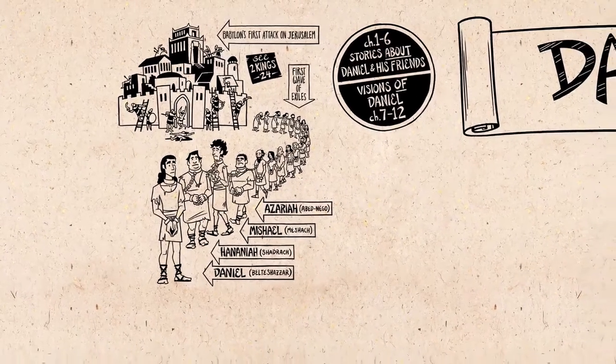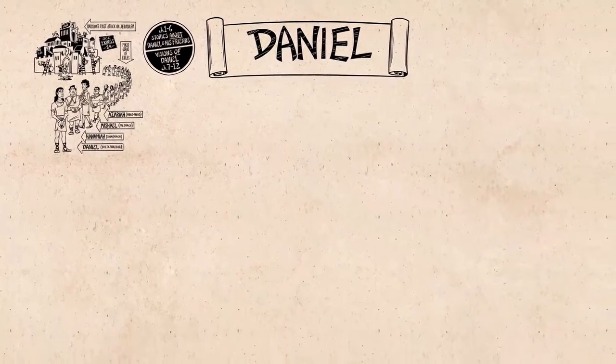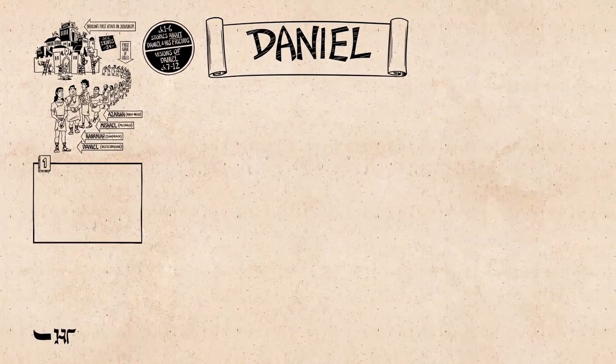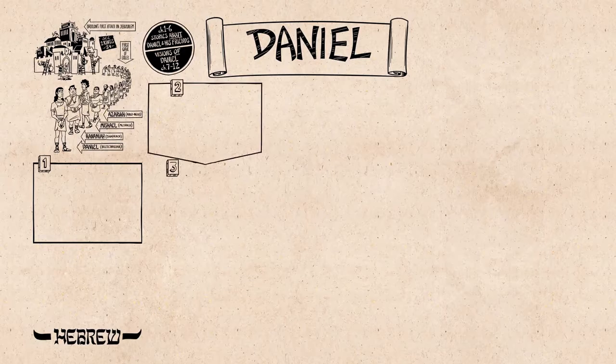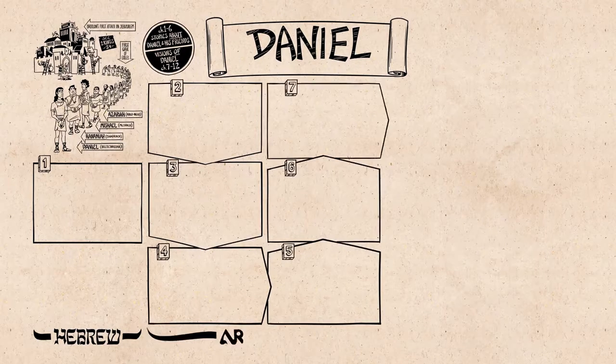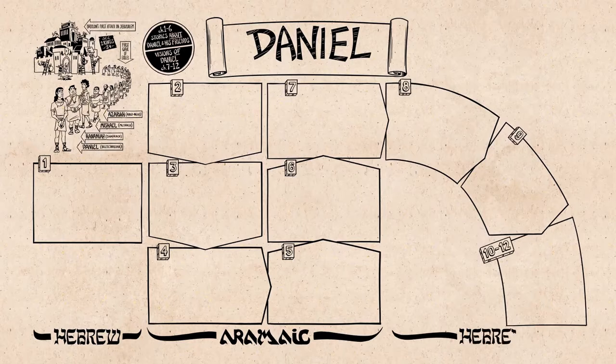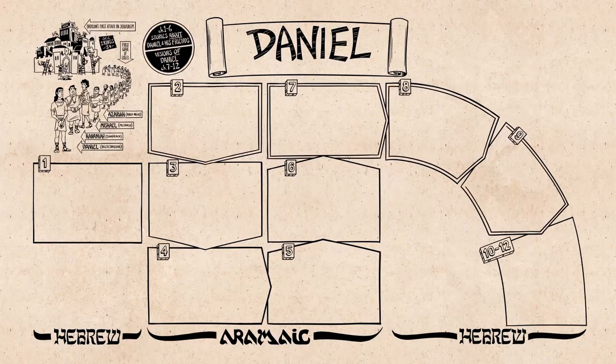But this two-part shape is made even more interesting by another design feature, and that's the book's language. It begins in Hebrew, the language of the Israelites, but chapters 2 through 7 are written in Aramaic, a cousin language to Hebrew spoken widely among the ancient empires. But then in chapters 8 through 12, it goes back to Hebrew. This design shows how chapters 2 through 7 are a coherent section, but it also highlights the importance of chapters 2 and 7 for understanding the later chapters of the book.